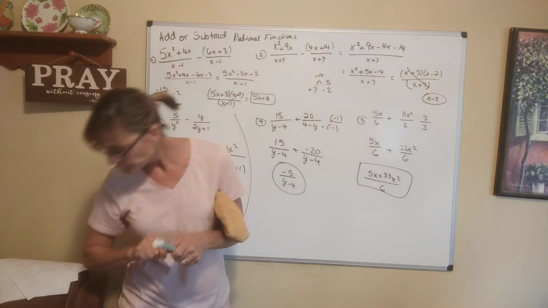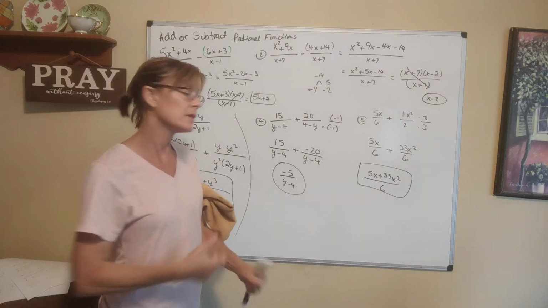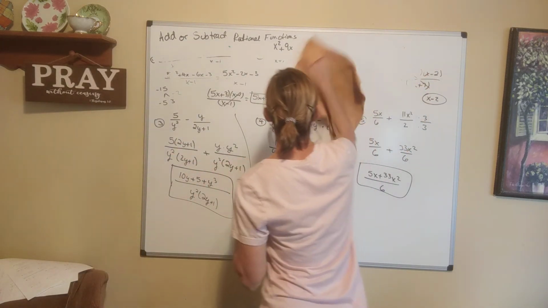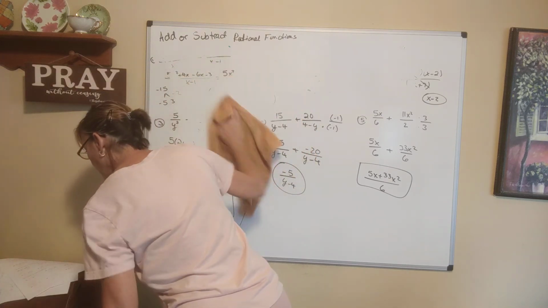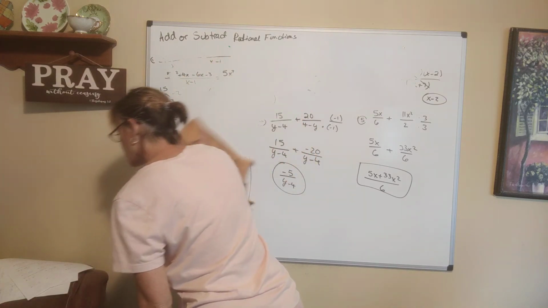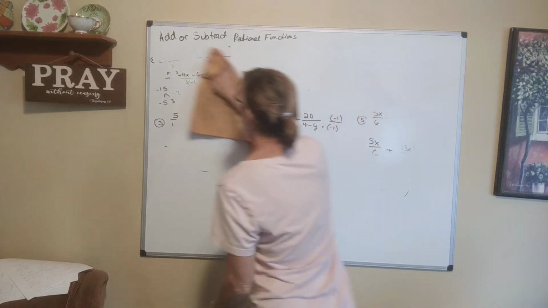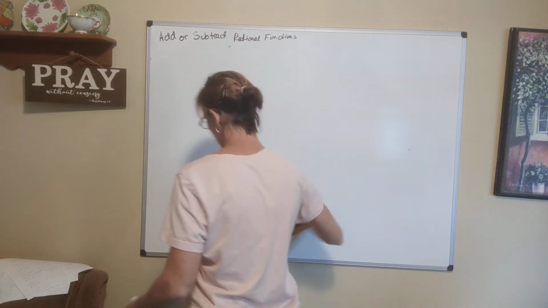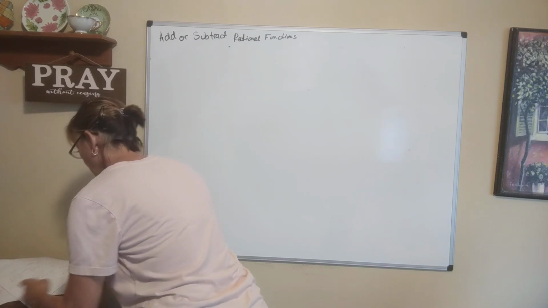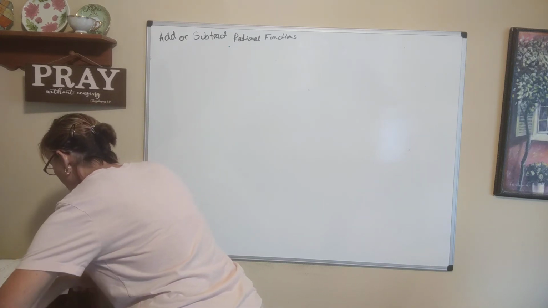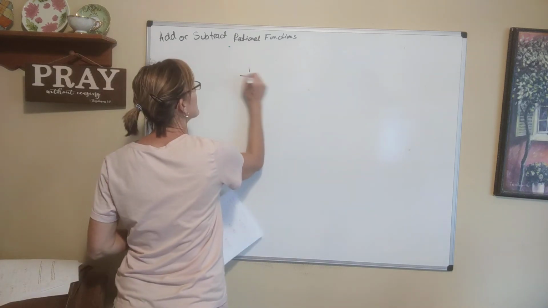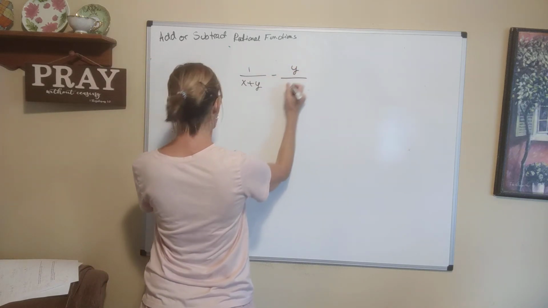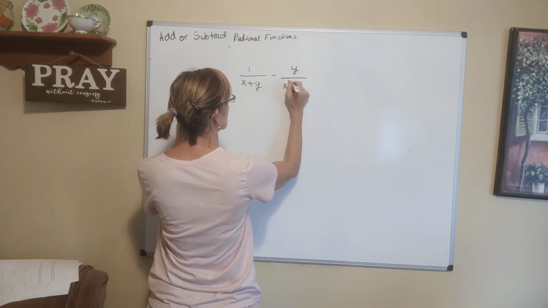I'm going to do one more that will illustrate how to find a common denominator. Sometimes you have to factor a little bit. So let me just make a little space right here, and let me choose a good one. How about this one. Let's see. We've got this right here. We have to combine 1 over x plus y minus y over x squared minus y squared.